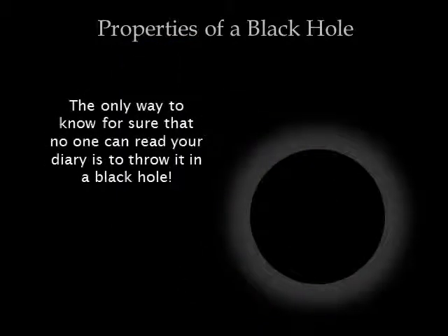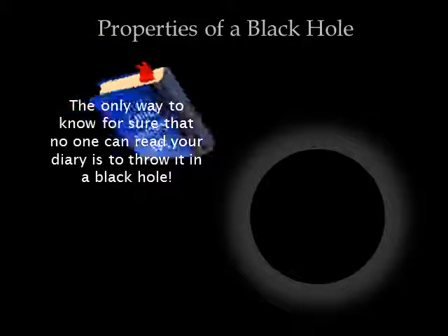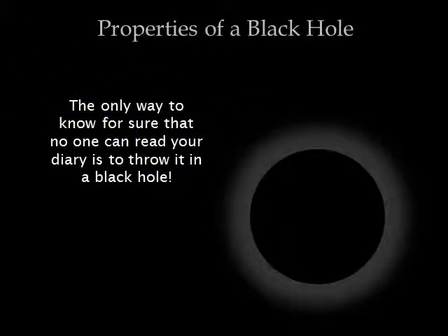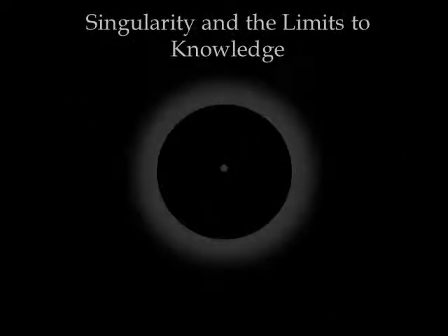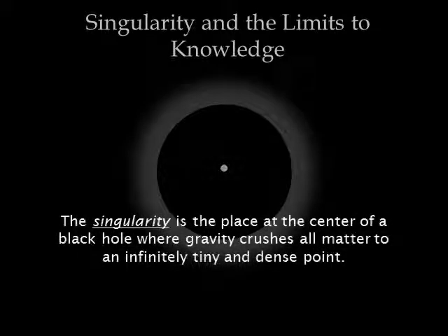The only way to ensure that no one ever reads your diary would be to throw it into a black hole. We have no way of answering the question of what lies inside a black hole. No information can ever emerge from within the event horizon. Because nothing can stop the crush of gravity in a black hole, all the matter that forms a black hole should be crushed to an infinitely tiny and dense point in the black hole center called a singularity.